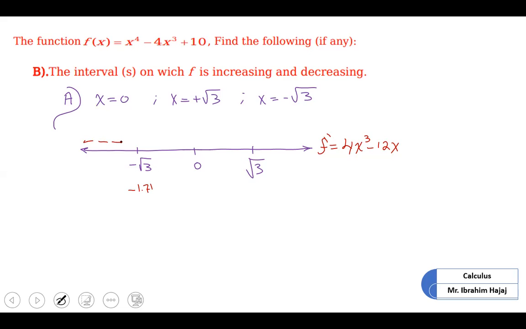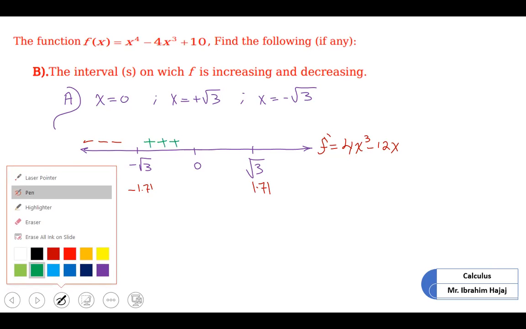Any value between negative radical 3 and 0, as we see here, guys, negative radical 3 is negative 1.71. So the value that lies between 0 and negative radical 3, like negative 1, on substituting here, is going to give us negative 4 plus 12, which is positive. So it gives us here a positive value.